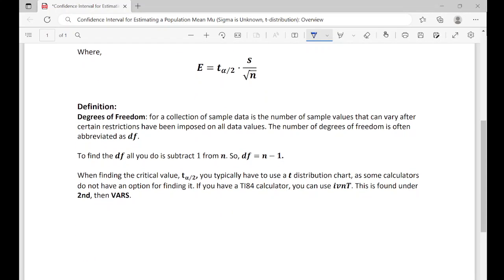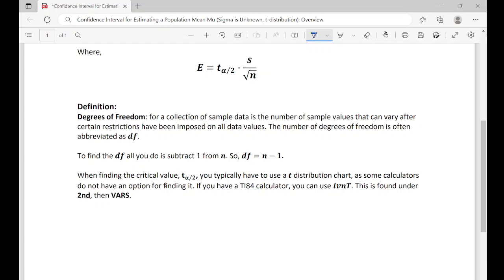Now, there's a definition you need to be aware of when it comes to a t-distribution, that is the degrees of freedom. And it just says for a collection of sample data is the number of sample values that can vary after certain restrictions have been imposed on all data values. The number of degrees of freedom is often abbreviated as df. The degrees of freedom is easy to figure out. All you do is subtract 1 from n, so the degrees of freedom is just equal to n minus 1.